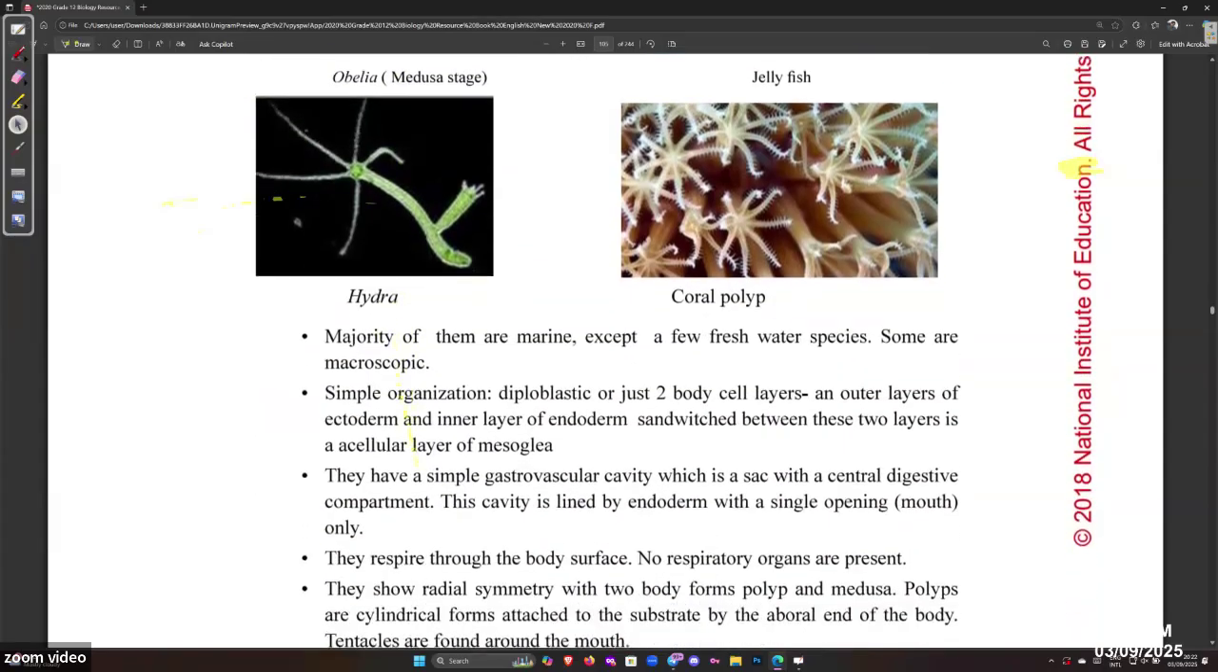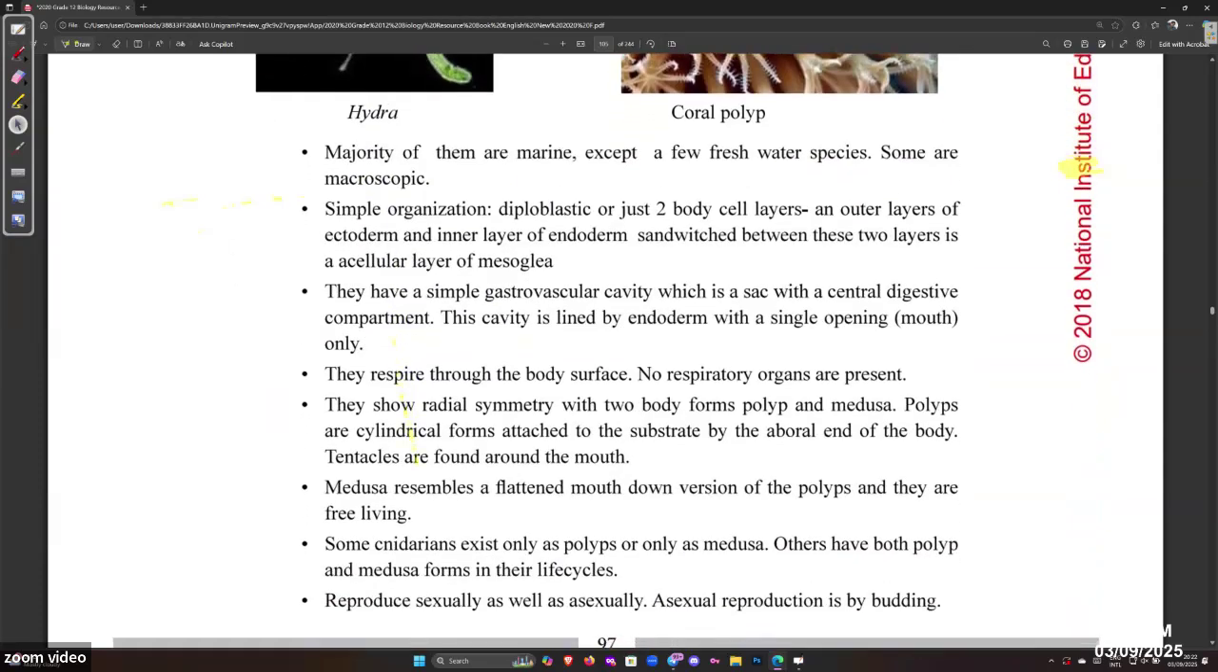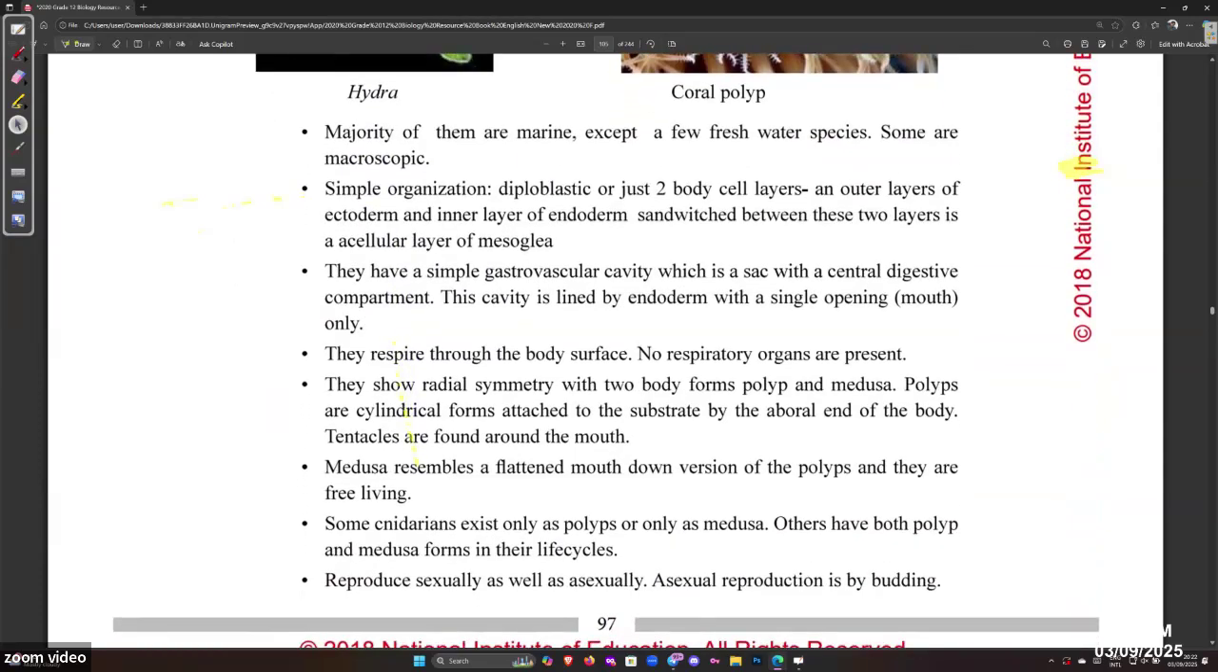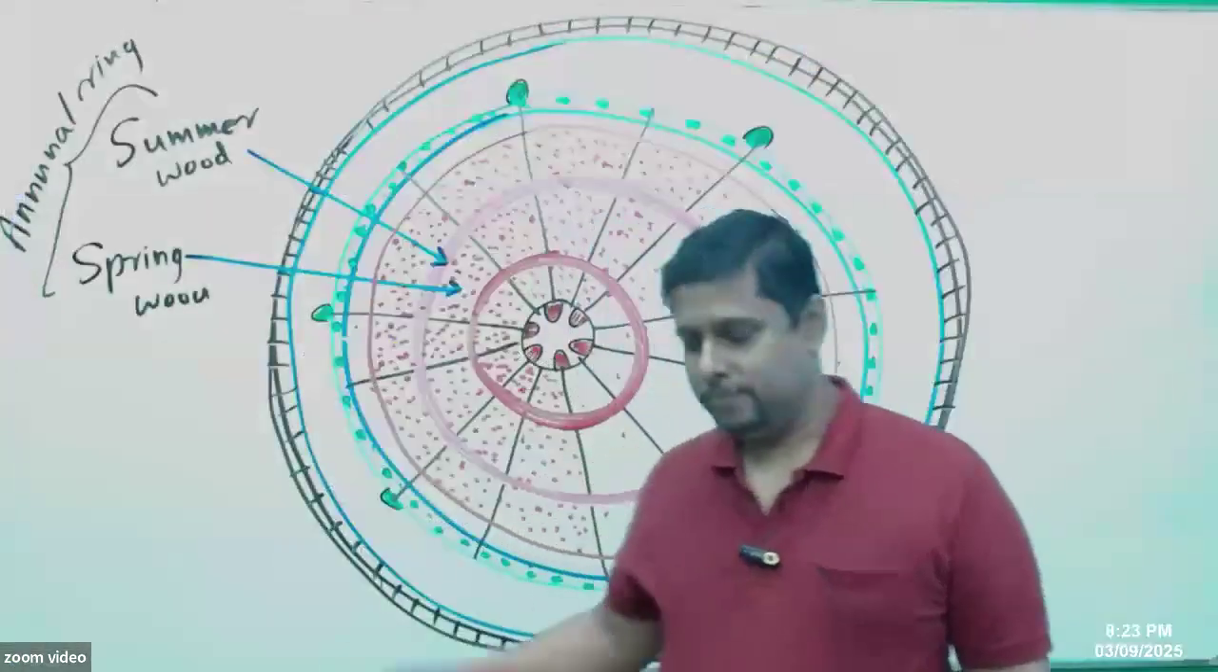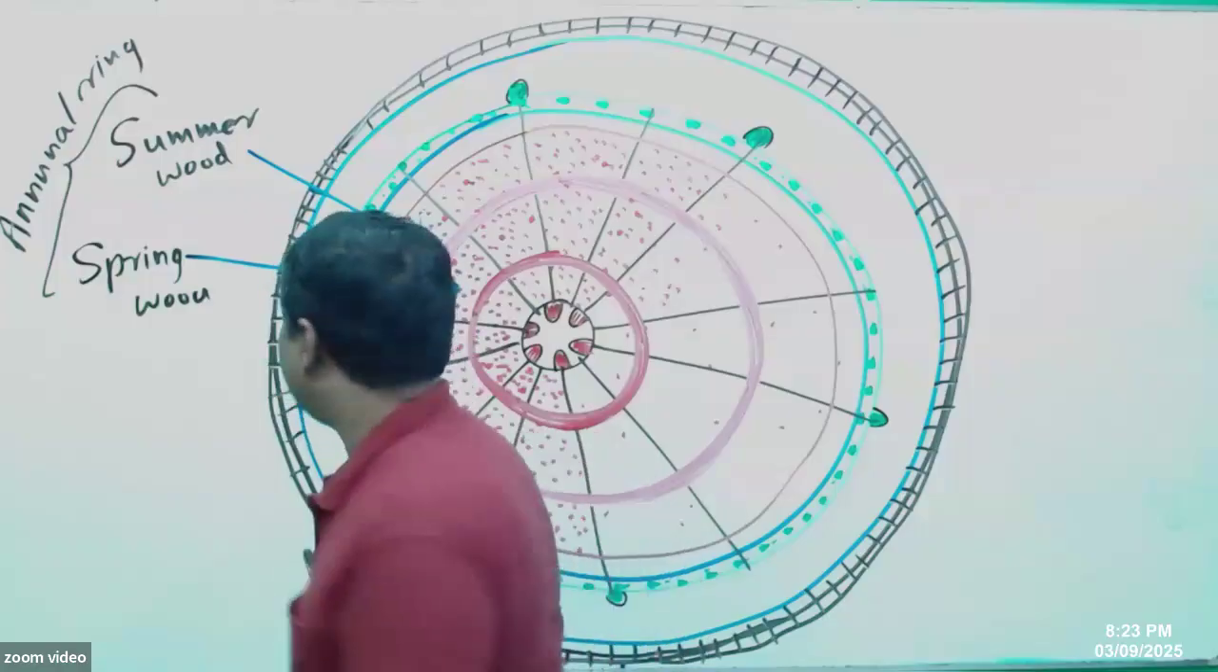Look at this. These animals are marine, except for a few freshwater species. Now look at this. The Cnidarians.